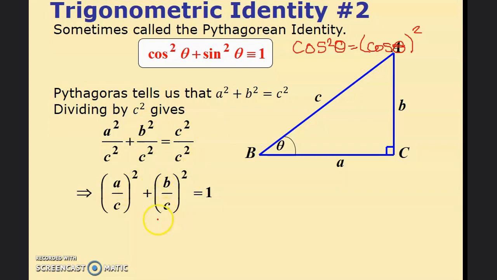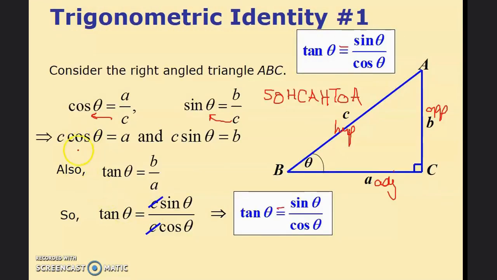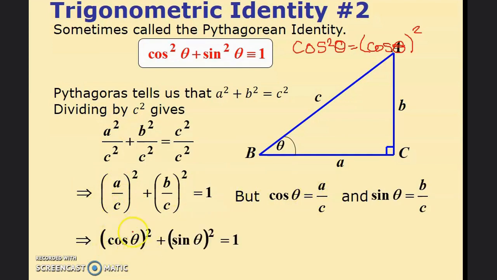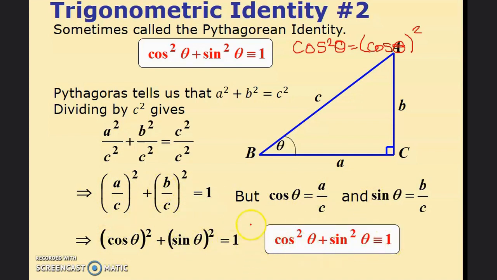And this is where I use what I learnt in my last one. If you remember, if you just go back to this, for instance, here it says that a is c cos theta. Yes, a is c cos theta. Or said a different way, perhaps better to look at this: a over c is cos theta. So if a over c is cos theta, that's why I've written a over c here, and that's why it says cos theta squared. Oh yeah, but don't forget b over c is sine theta, and therefore that's our identity. Cos squared theta plus sine squared theta equals 1.